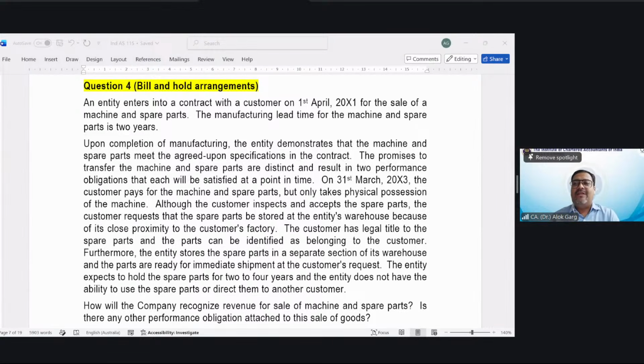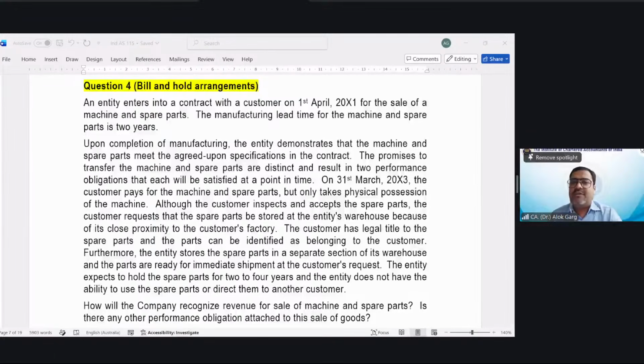You remember, bill and hold means you have sold a car to a customer. The customer told you, I will take the car after 6 months. You take the money. It means you bill and you hold. So the service provider who has billed, who has sold goods and services, is also holding those goods and services. Okay. So what is bill and hold arrangement?